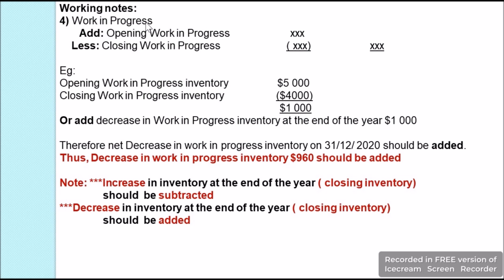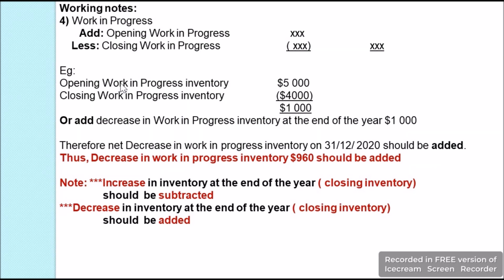Next, there are also some workings required for work in progress. In our format, we take the opening work in progress inventory and subtract the closing work in progress inventory, and we get the value, and then we use it in our calculation for manufacturing cost. However, here we don't have the opening and closing inventory of work in progress. Again, I will explain with a numerical example, and then we will proceed and calculate it, and then we will make the manufacturing account.